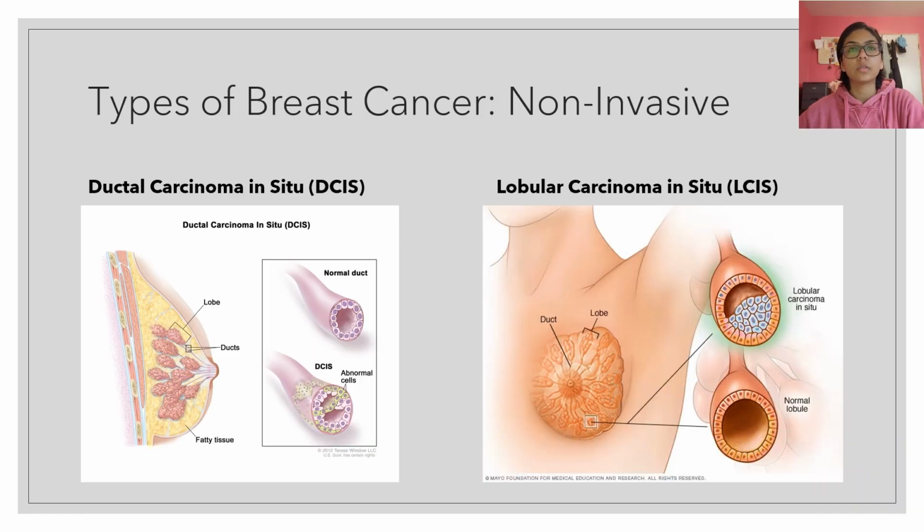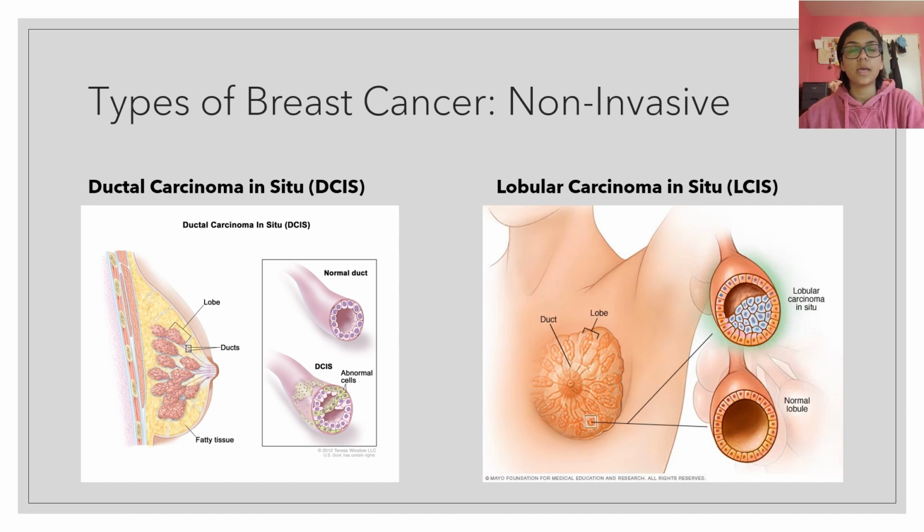So there are two categories of breast cancer: non-invasive and invasive. Non-invasive is characterized by the cancer being contained within the breast ducts or lobules. Invasive is characterized by the cancer spreading beyond the breast ducts or lobules. Two common types of non-invasive cancer are ductal carcinoma in situ, or DCIS, and lobular carcinoma in situ, or LCIS.